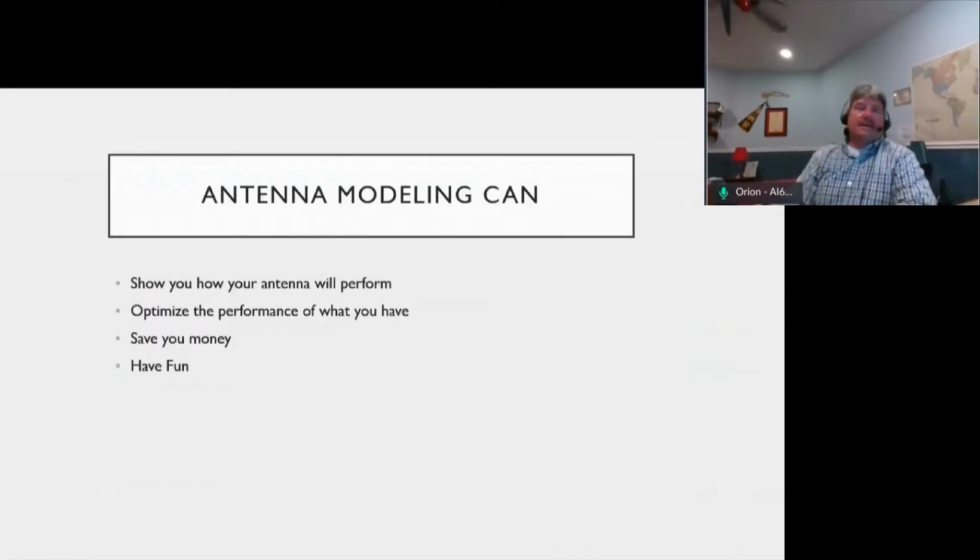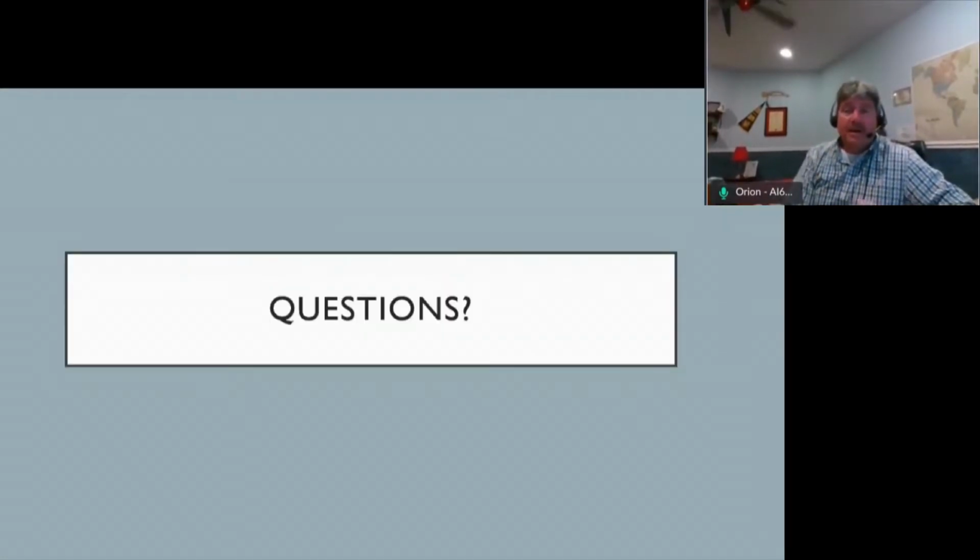So what can an antenna model do for you? It can show you how your antenna will perform. You can optimize it by throwing in different kinds of scenarios. It's going to save you a lot of money. If you're an antenna builder and you want to try out new antennas, you're not going to be spending a whole lot of money in the trial and error phase to try stuff that doesn't work. You'll have a pretty good idea what it's going to do before you actually build it, which is what I do, and it's a lot of fun. So are there any questions out there regarding antenna modeling?